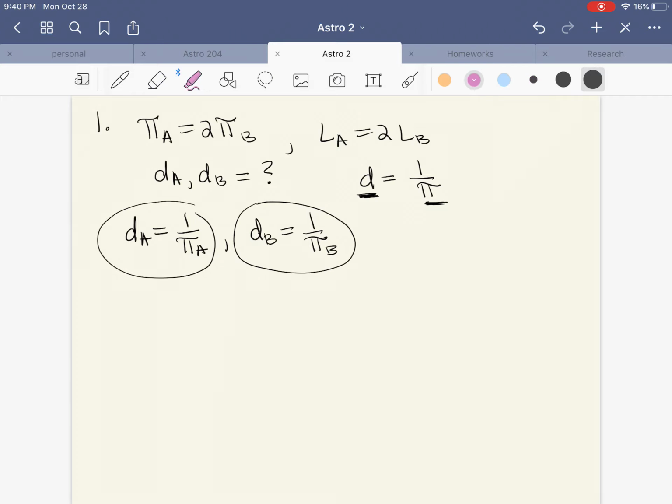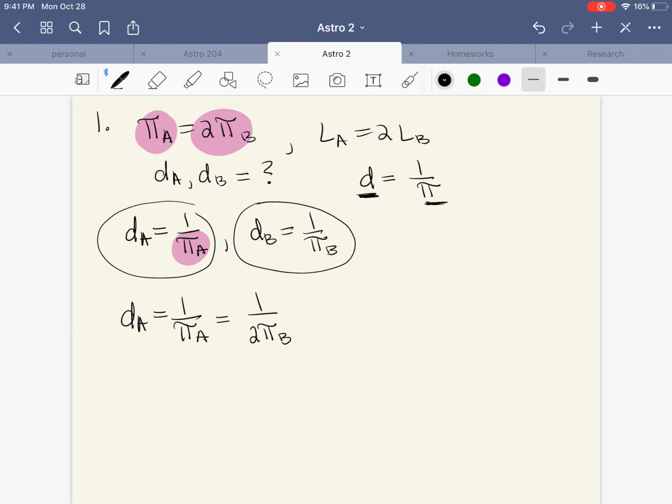And the way that I do that is I look and I see this parallax of A, that is equal to 2 times the parallax of B. So I take this equation and I just replace this 1 over the parallax of A with 2 times the parallax of B. So I'm going to take this 2, and instead of dividing by 2, I'm going to multiply by 1/2. So I've got 1/2 times the parallax of B.